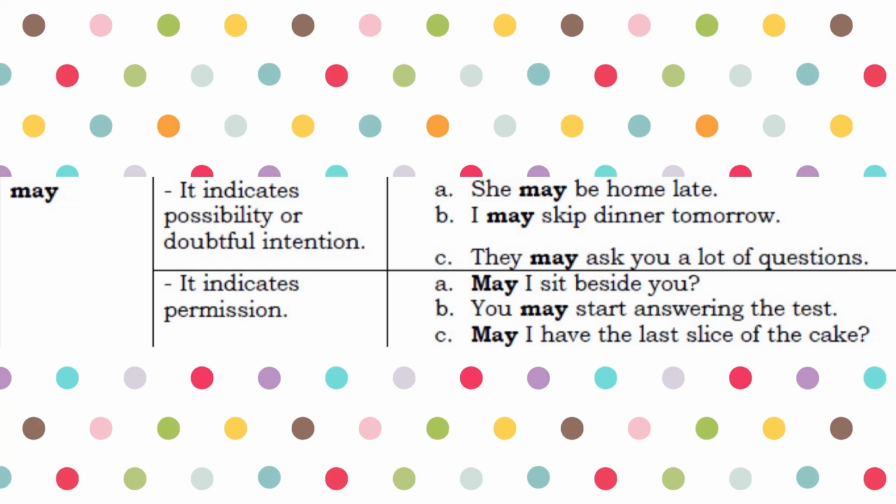May also indicates permission. For example, may I sit beside you? Letter B. You may start answering the test. And letter C. May I have the last slice of the cake?